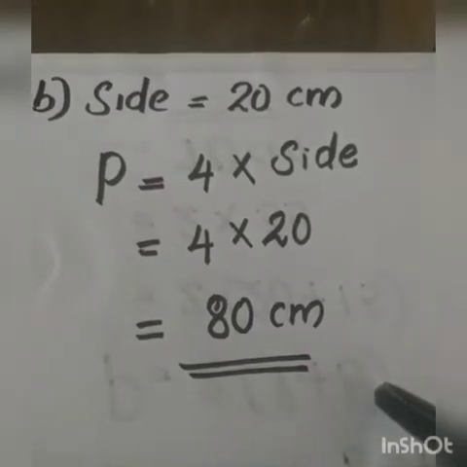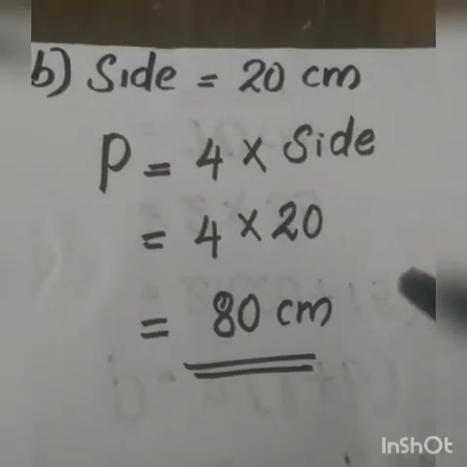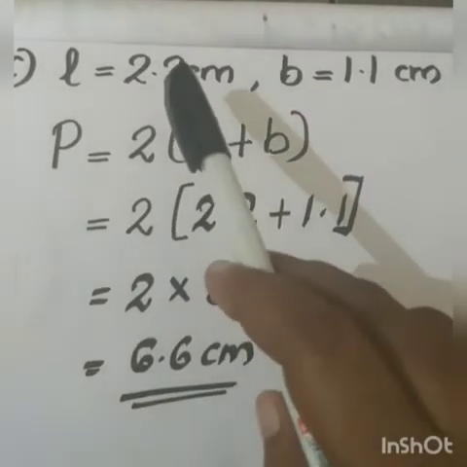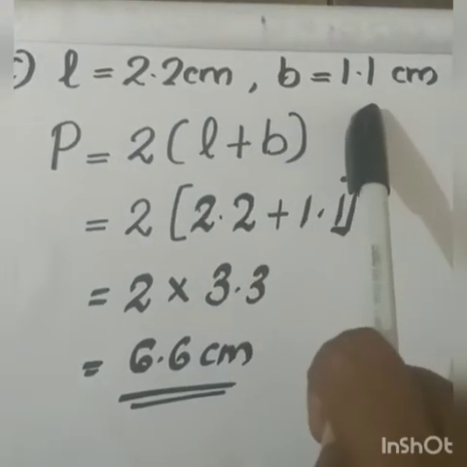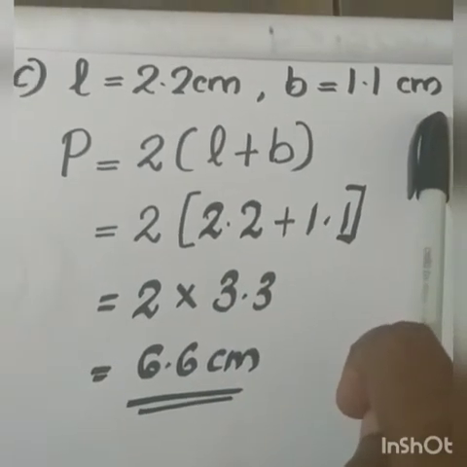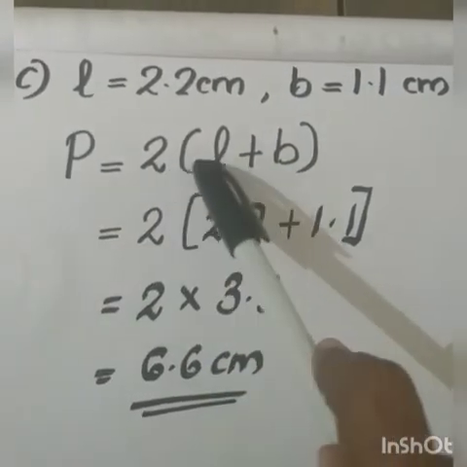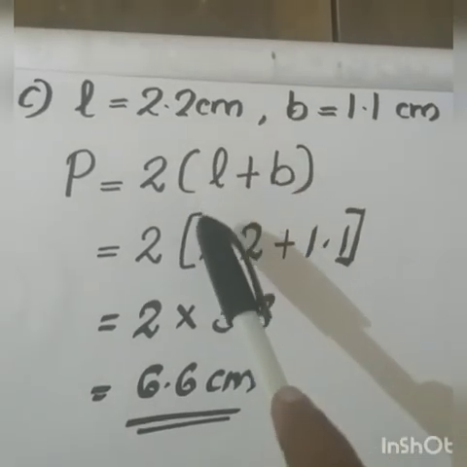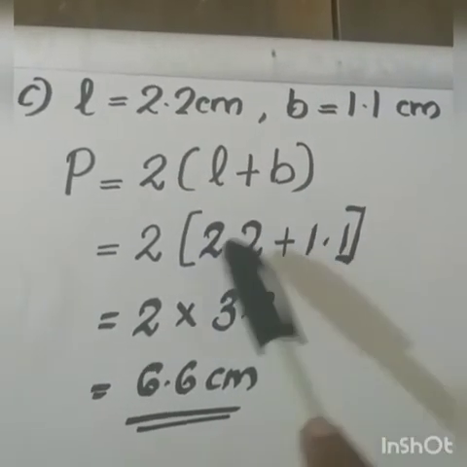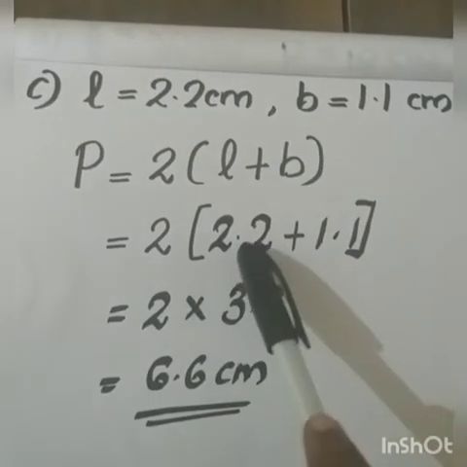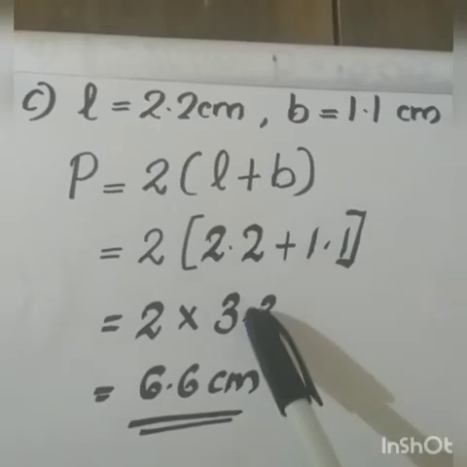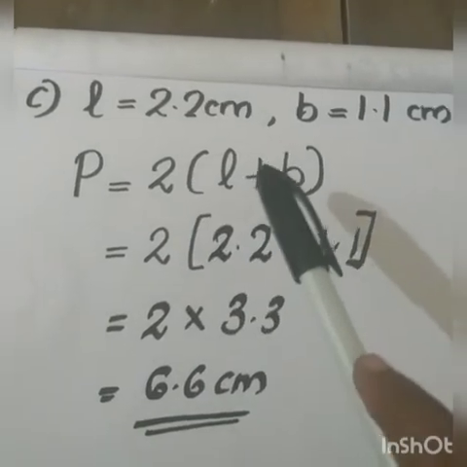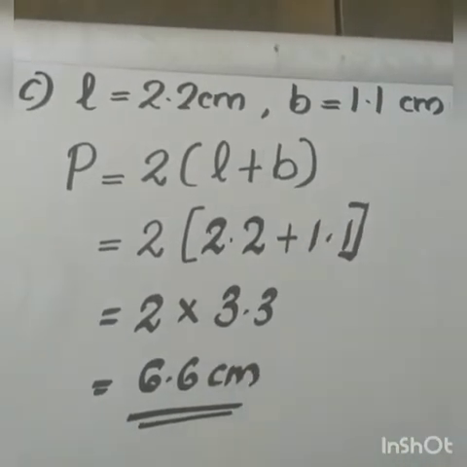So in this way we can find out the perimeter of a rectangle and square if the side or length or breadth is given. Next, one more example. Given length is equal to 2.2 centimeter, breadth is equal to 1.1 centimeter. So finding the perimeter of a rectangle is equal to 2 into (L plus B). What is L here? 2.2 centimeter, B is 1.1 centimeter. So giving the value, 2 into (2.2 plus 1.1). First working out what is given in the bracket. 2.2 plus 1.1, what do you get? 3.3. Now multiplying 2 into 3.3, 6.6 centimeter. So the perimeter of the rectangle is 6.6 centimeter.